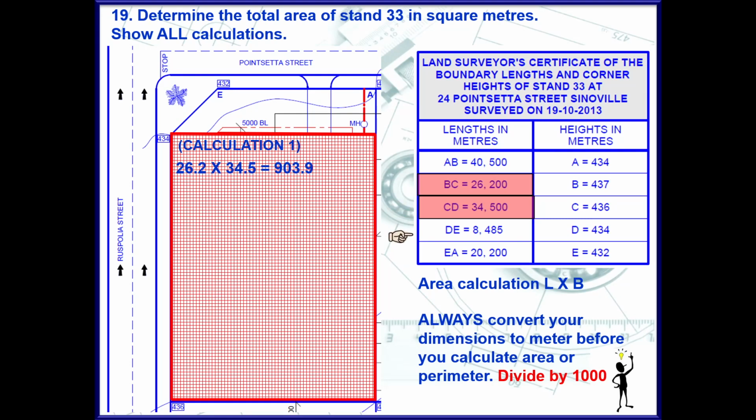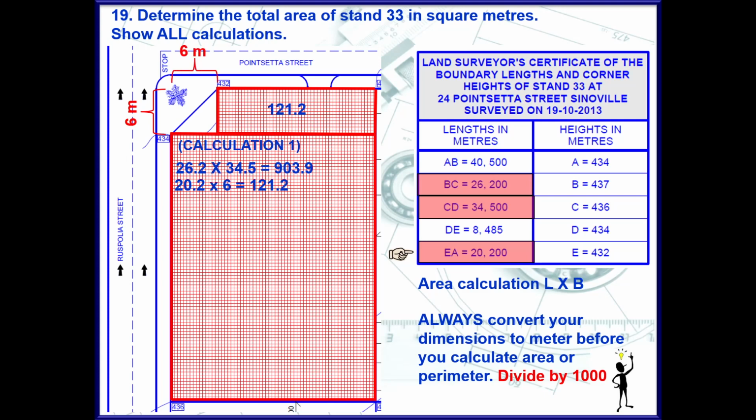Our next calculation will be EA, which is 20.2 meters that we need to add to our calculation. We know the vertical distance between D and E will be 6 meters because the difference in length between AB and CD is 40.5 minus 34.5, which is 6 meters. Then we can complete our rectangular area and we can do our calculation of 20.2 multiplied by 6, which will give me 121.2 square meters.